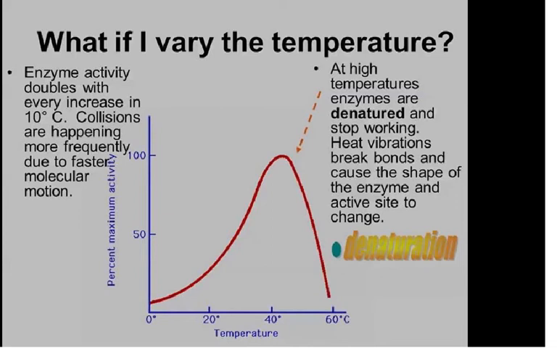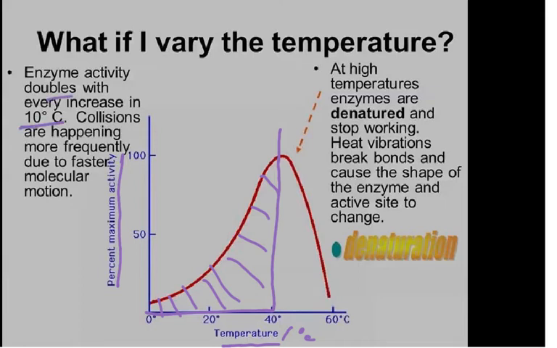Now let's study the effect of temperature on enzyme action. So here you have the percent maximum activity on this side, and you have the temperature on this side, in degrees Celsius. As you can see from here to here, the temperature is increasing, so kinetic energy is increasing. And here enzyme activity doubles for every increase of 10 degrees Celsius. So if you look at 10 degrees and at 20 degrees, the rate will have doubled.